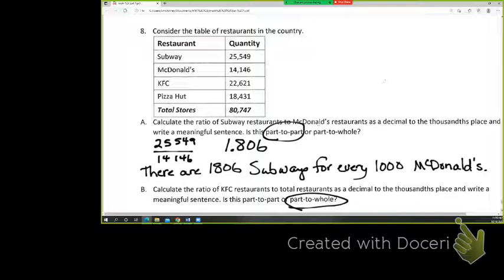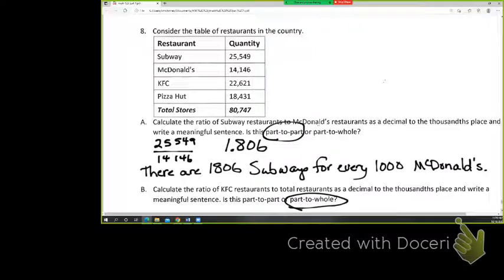It still wants us to give our decimal to the thousandths place, but for our meaningful sentence we could still use something about 1,000. We could say this many restaurants out of every 1,000 are KFCs. Or we could use a percentage. You have an option to use a percent. You could say there are 280 KFC restaurants out of every 1,000 restaurants.